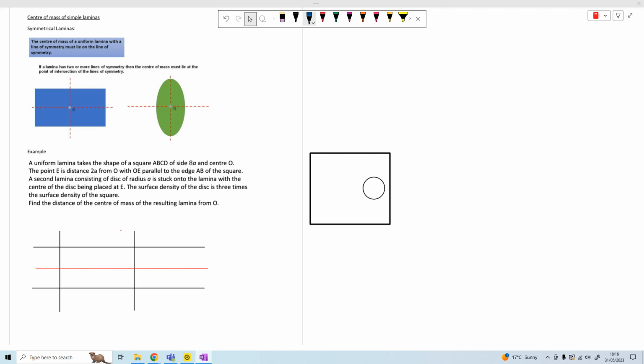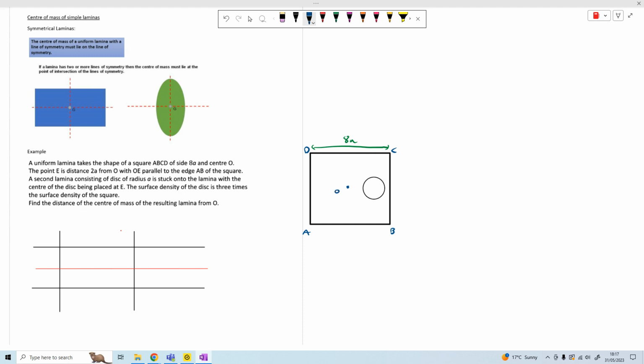Now let's look at this example. Again, I've drawn it already, but we'll talk about how I thought about drawing it. I've got a uniform lamina in the shape of a square, A, B, C, D, where all the sides have a length of 8a. I'll label that one. It has a center of O, so the center is going to be about here. That's my center O.